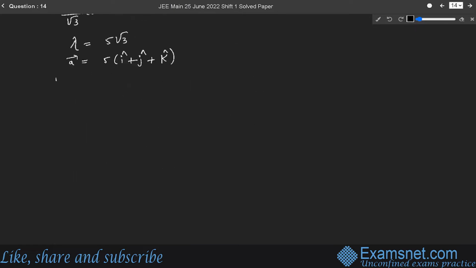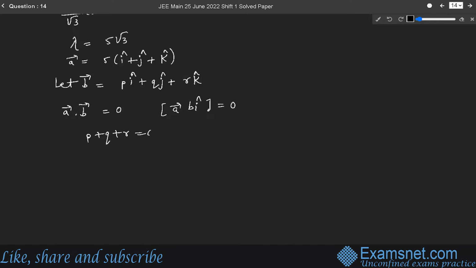Now, let b vector be equal to p i plus q j plus r k, and a vector dot product b vector will be equal to 0. Also, the determinant condition for coplanarity with the x-axis will be equal to 0. It implies that p plus q plus r is equal to 0, and its determinant, which is p q r, 1 1 1, 1 0 0, will also be equal to 0. It implies that q is equal to r.